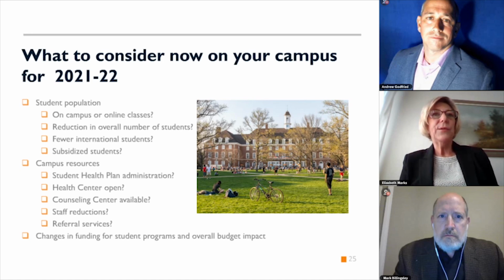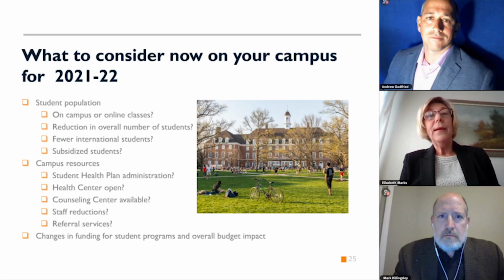What's happening with any subsidized students where you pay for part of the premium for graduate students or PhD candidates? To the extent your student population is changing in any one of these carriers, a reduction in totals is going to have an impact on your plan next year. So just understand what's happening and how you can be aware of that and make sure that it's being addressed. And another question to ask yourself is what's happening with your campus resources.